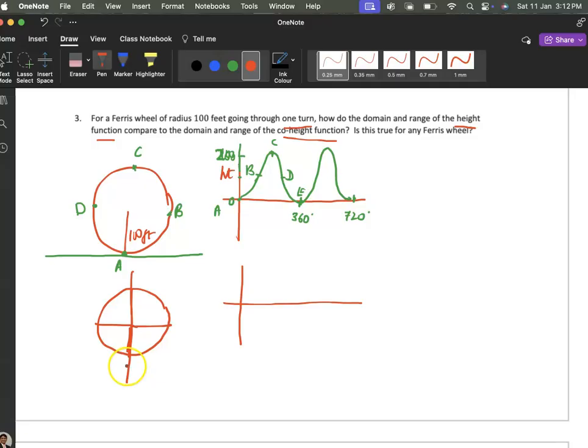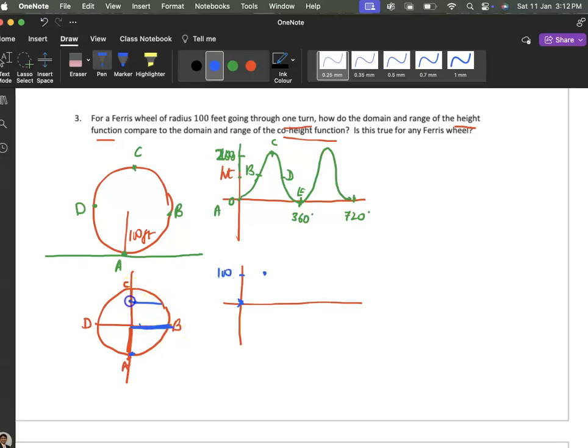So how would you take this? Suppose A, B, C, D. You look at the distances from this line. So what's the distance? 0. Then you look at that distance, that's 100. So let's say 100. This distance is 100.